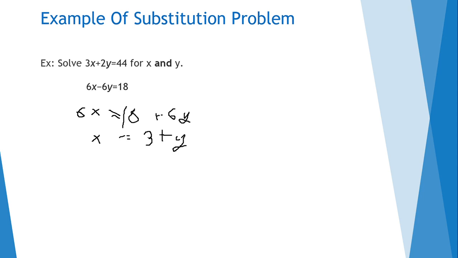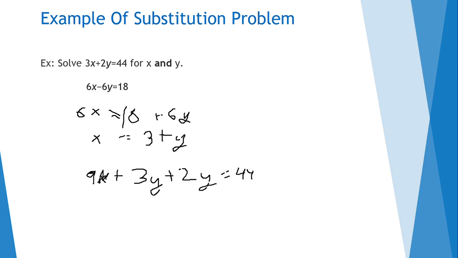So I know x equals 3 plus y, so I have 3x here, so I'm going to multiply this by 3. So we'll have 9 plus 3y plus 2y equals 44. Oh, why did I say 9x there? Ignore that, it should just be 9. So we have 3y plus 2y, so that's going to be 5y.